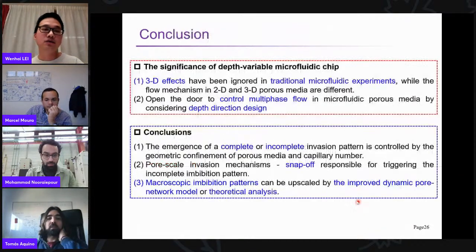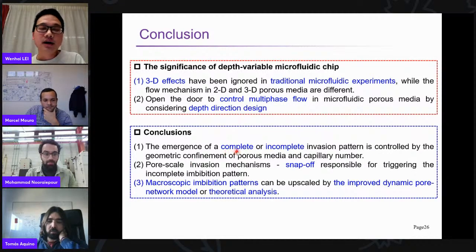So let's give a conclusion. Our study proposed that the 3D effect has been ignored in traditional microfluidic experiments, while the flow mechanisms in 2D and 3D porous media are different. Our study opened a door to control multiphase flow in microfluidic porous media by considering depth direction design.